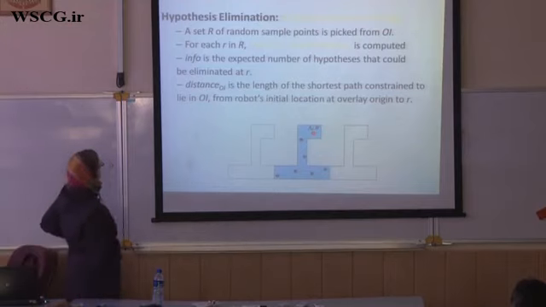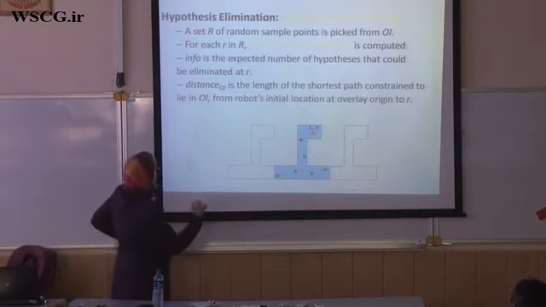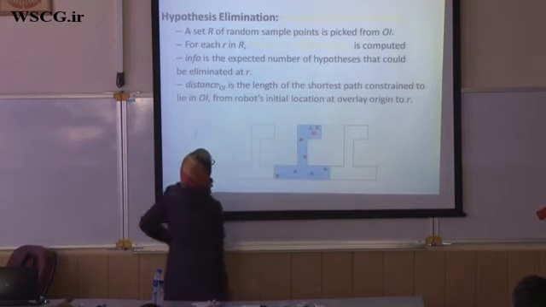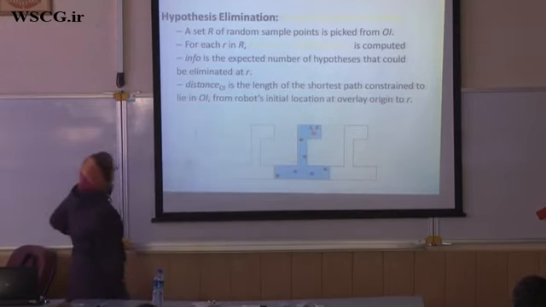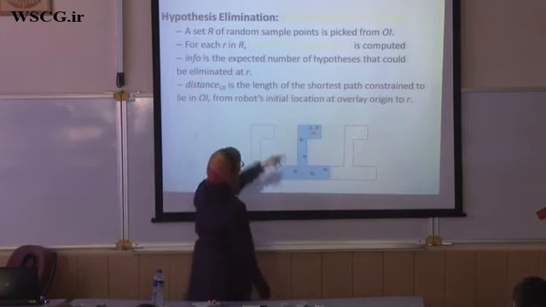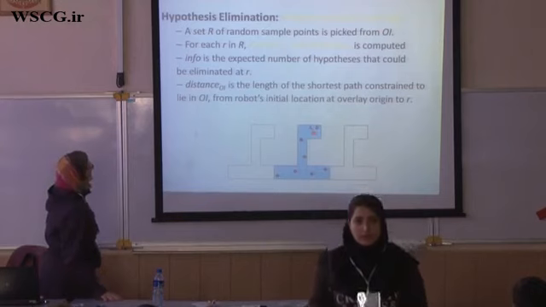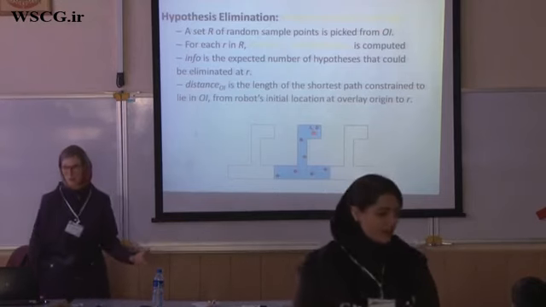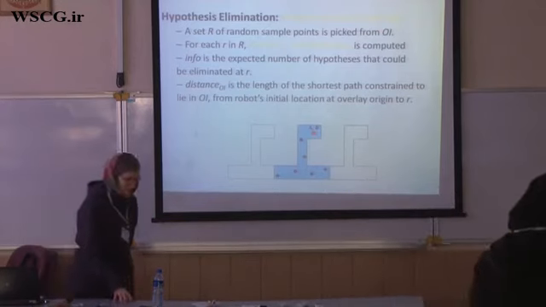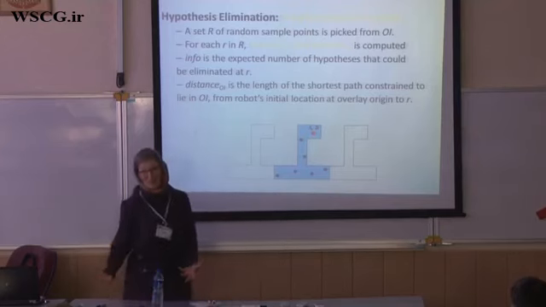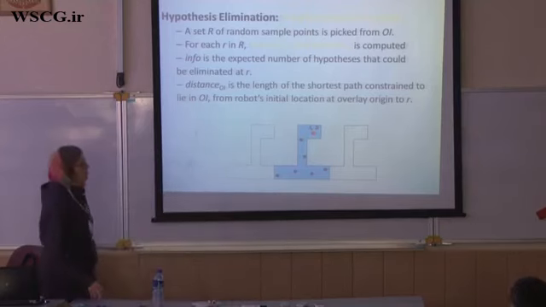So that's what we're going to do. We're going to have a set of R random sample points that are picked from this overlay intersection. And for each point, sorry about the color there, it says compute the value of that point. And what's the value? Well, it's up to us to define what we mean by how useful a point is.